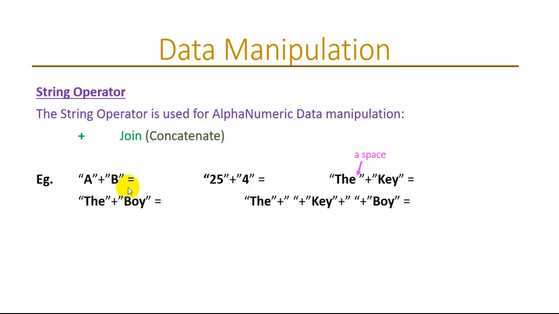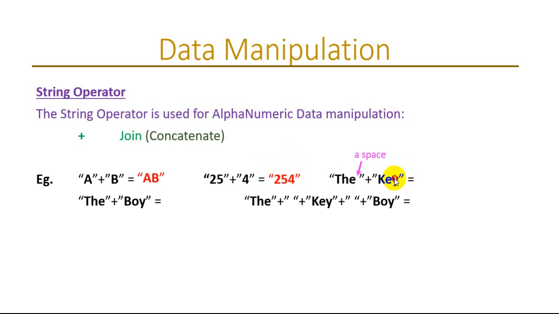So let's see the results of this. When you join A and B, the result is AB. We are joining them. So that is what this plus operator does, joining two strings or two alphanumeric values. This is one constant, this is one constant. The result is another constant, AB. Now here we are joining 2, 5 to 4. The result is 2, 5, and then 4 joined to that. This is again another alphanumeric constant.